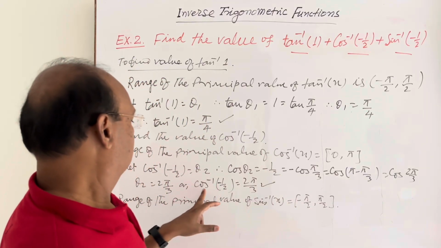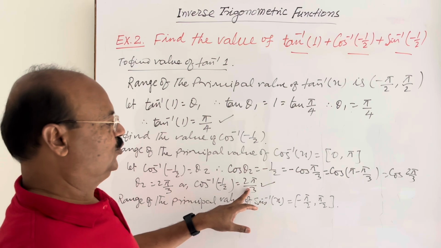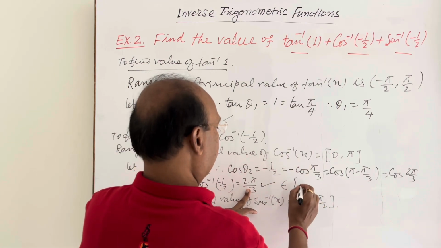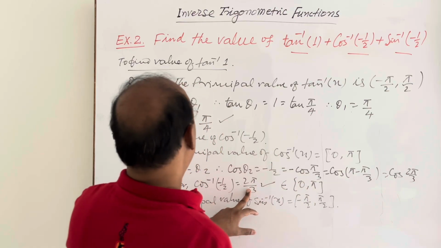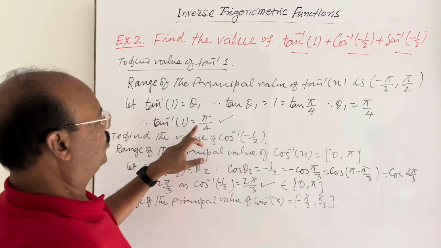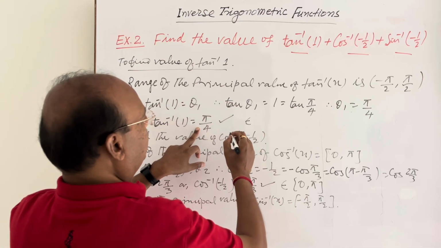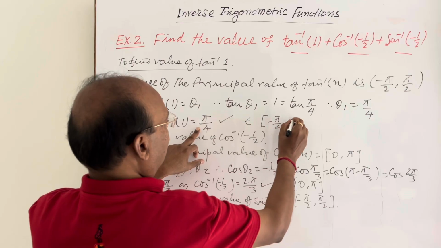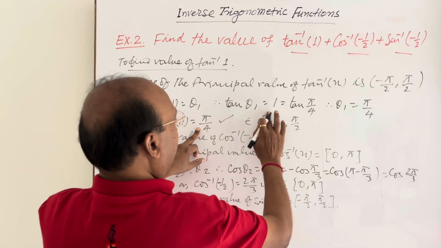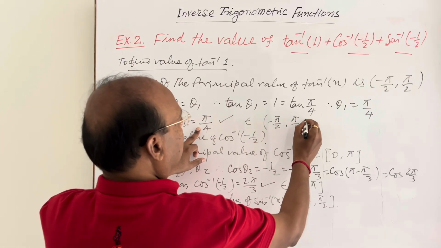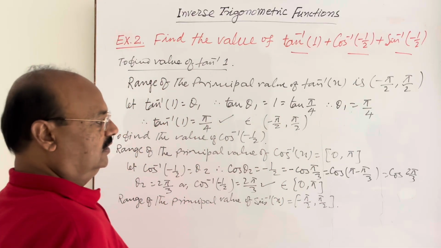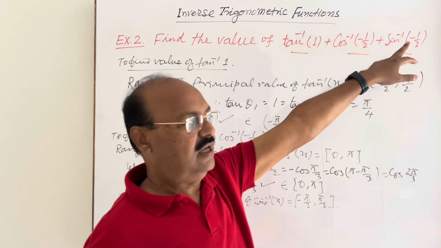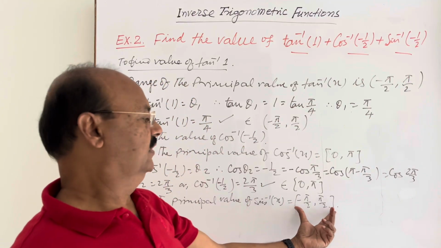You see here, cos inverse of minus half is 2 pi by 3. This belongs to its range 0 to pi. Similarly, tan inverse 1 is equal to pi by 4. This belongs to its range, the open interval minus pi by 2 to plus pi by 2. Similarly, the principal value of sin inverse of minus half must belong to this range.